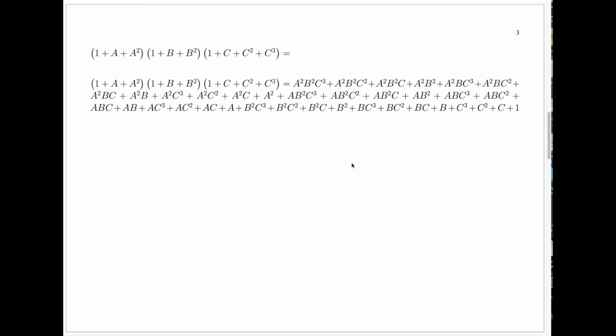So I did that with my computer again, of course. 1 plus a plus a squared times 1 plus b plus b squared times 1 plus c plus c squared plus c cubed is equal to this huge sum of all these different terms. And which ones have total power 4? You can just go through them and see. Here's one, a squared b squared. That would correspond to the 4-letter combination with 2 a's and 2 b's. Where else do we have a total power of 4? There's an a squared bc. There's an a squared c squared.